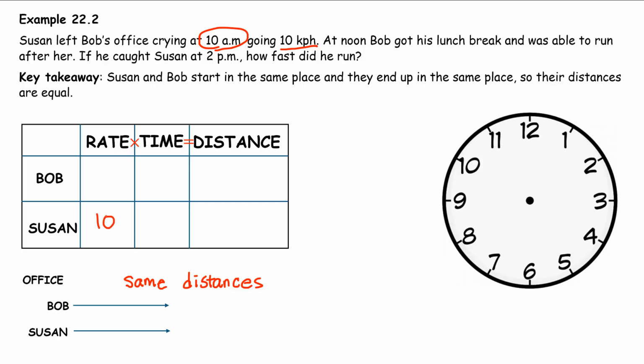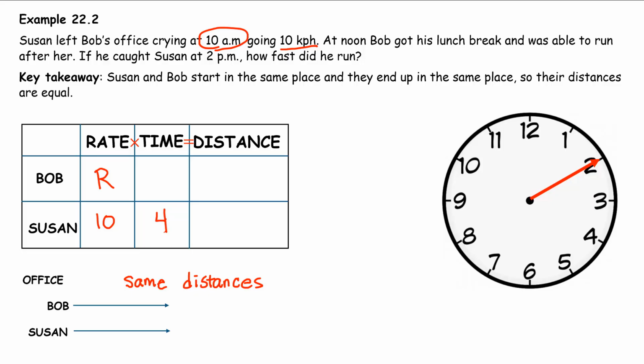At noon, Bob got his lunch break and was able to run after her. If he caught Susan at 2 p.m., how fast did he run? All right, we don't know Bob's rate, so we're going to call it R. Their times actually are here. Susan leaves at 10 a.m. and Bob catches her at 2 p.m. So her time, she starts at 10 and she goes all the way until 2, which is 4 hours. So starting at 10, 1, 2, 3, 4 hours that she has been running. So 4 is her time.